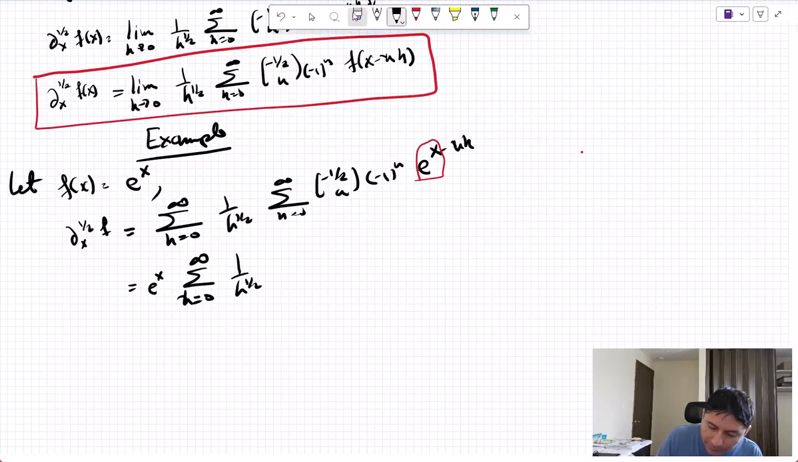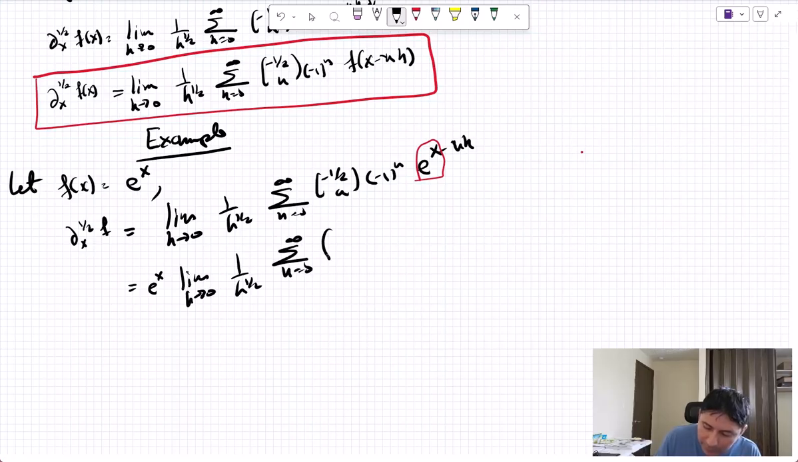I am sorry. I am going on autopilot and I'm doing things incorrectly, so this should be the limit as h goes to 0. This is the limit as h goes to 0 of the sum n equals 0 to infinity, binomial(1/2, n), (-1)^n, e^(-nh), right? Now, if I calculate this correctly, then this is equal to (-1) e^(-h) to the n, right?